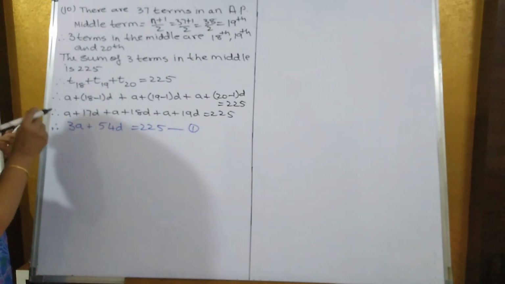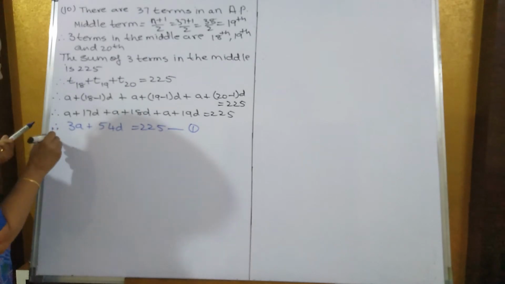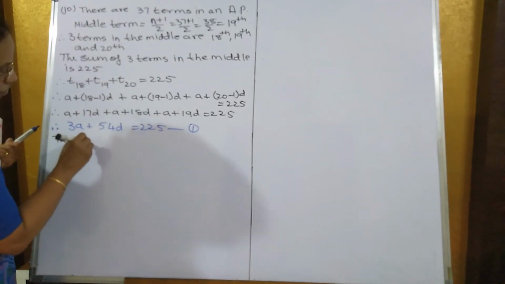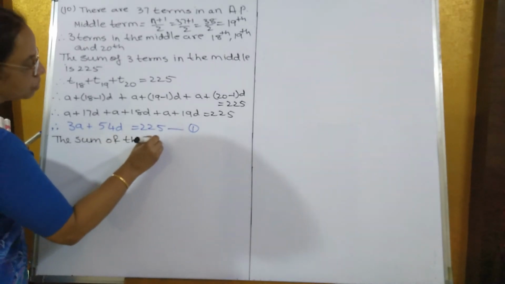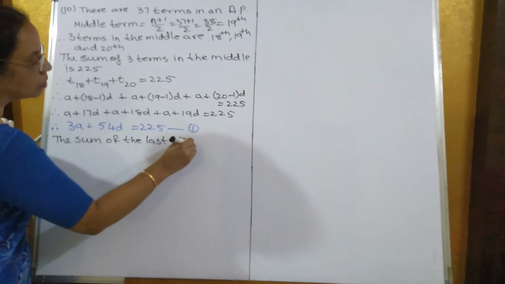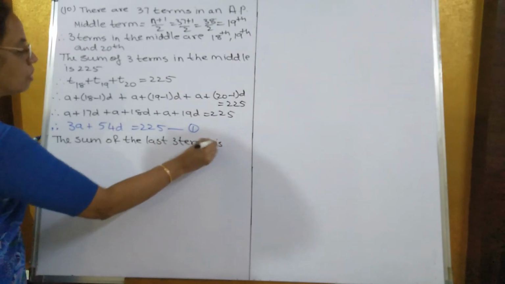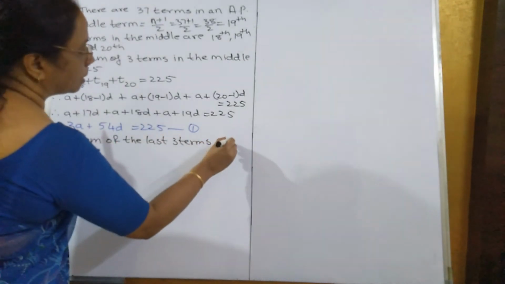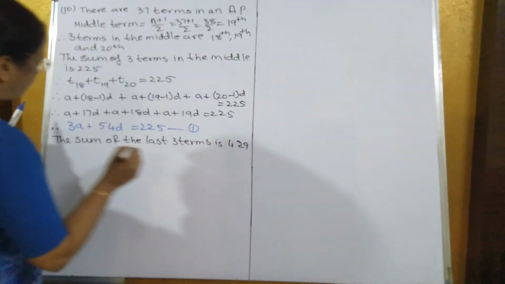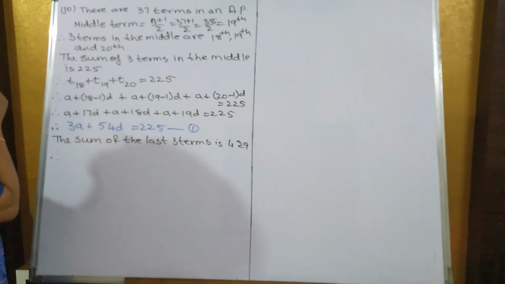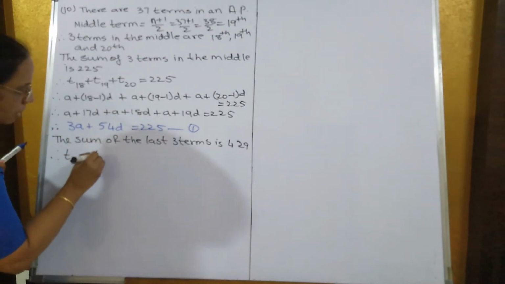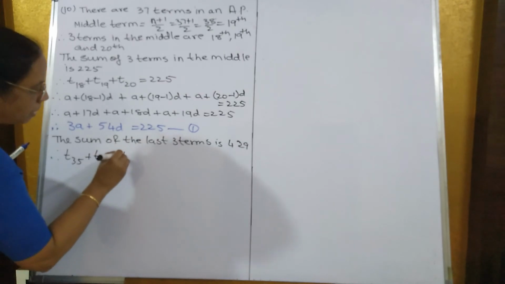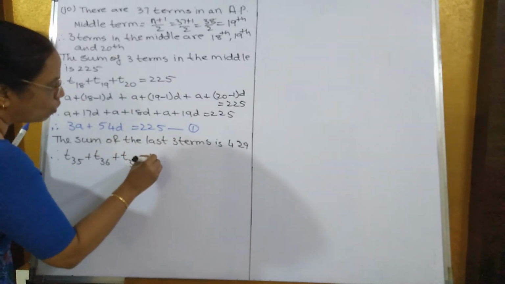Now they have given the sum of the last 3 terms is 429. Therefore, the last 3 terms are what? 35, 36 and 37. Totally there are 37. So T35 plus T36 plus T37 should be equal to 429.